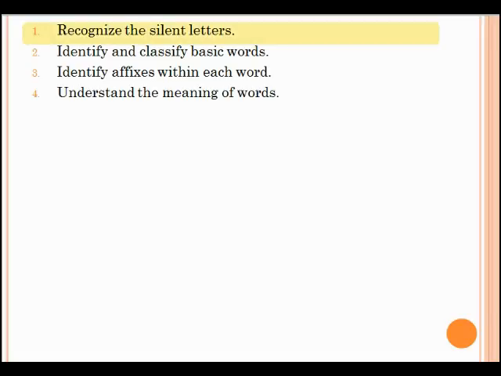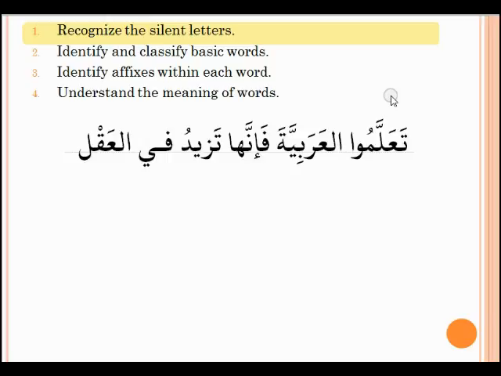This is very important in order for you to advance your reading skills, to learn how to properly read Arabic sentences. So let's take this sentence for example. تعلموا العربية فإنها تزيد في العقل. Let's take a look at the silent letters in this sentence. They're color-coded in gray, in a light gray shade.